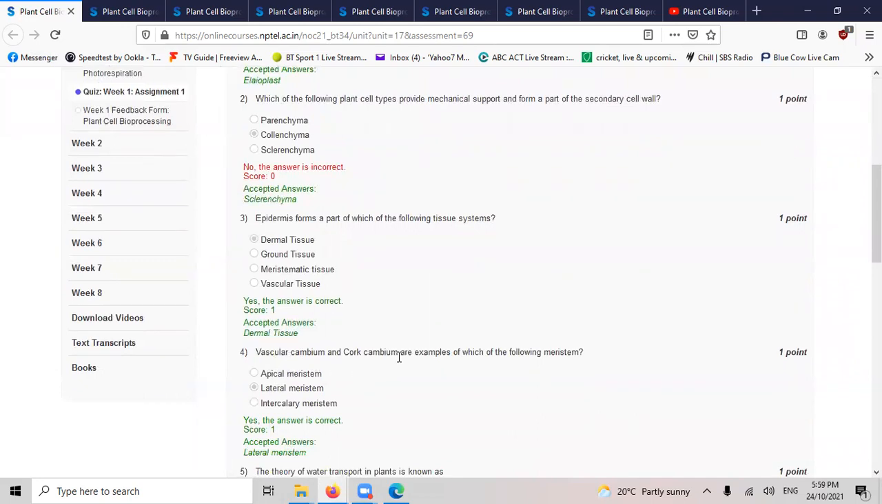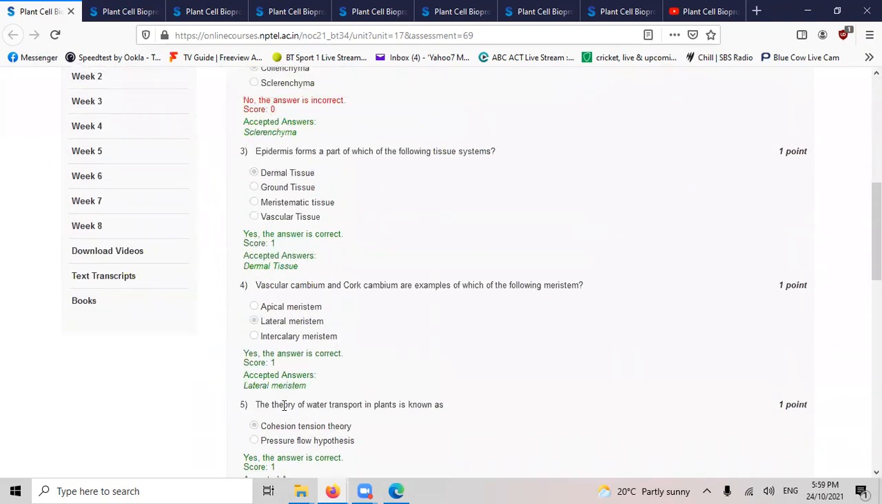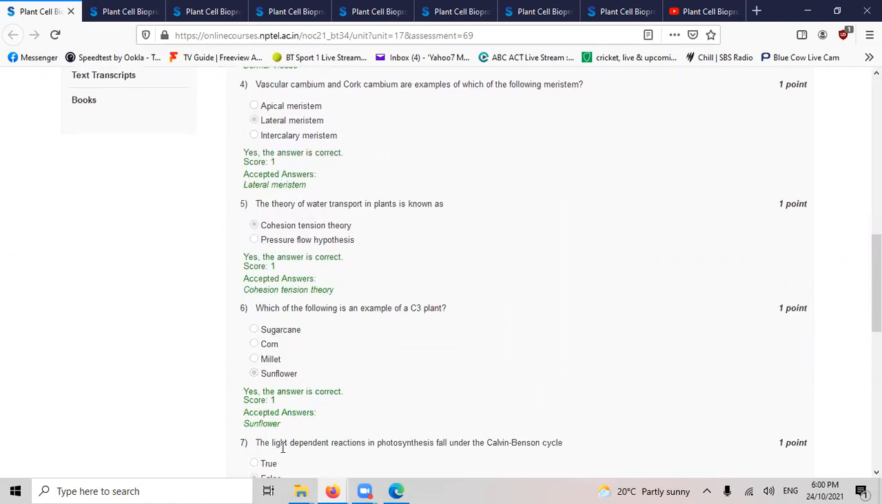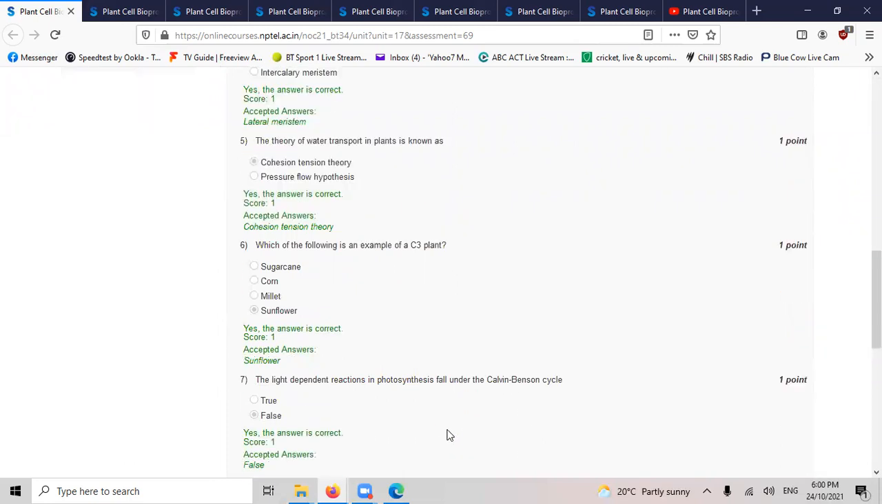Vascular cambium and cork cambium are examples of which of the following meristems? Oh, it can't be the top or the inter. It actually can be a little bit there, but it's the lateral. Theory of water transport in plants is the cohesion-tension theory. Which of the following is an example of a C3 plant? Sunflower.